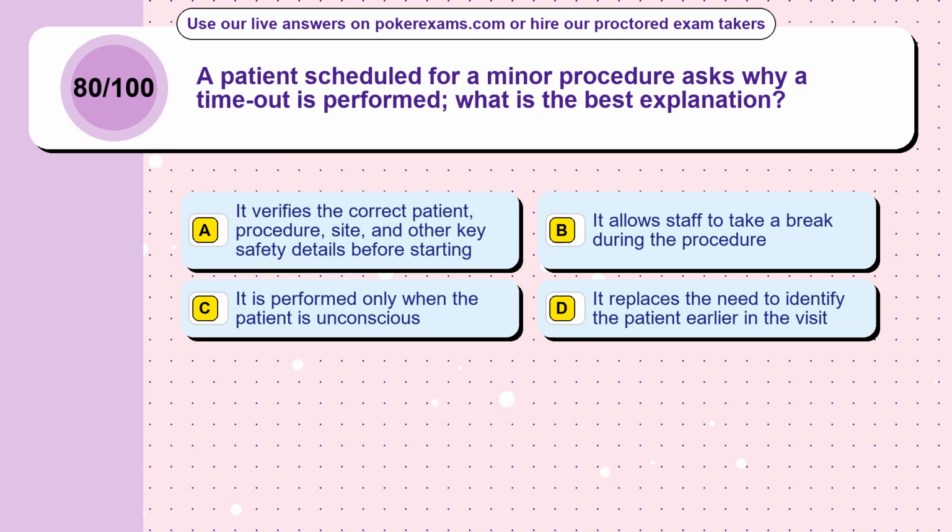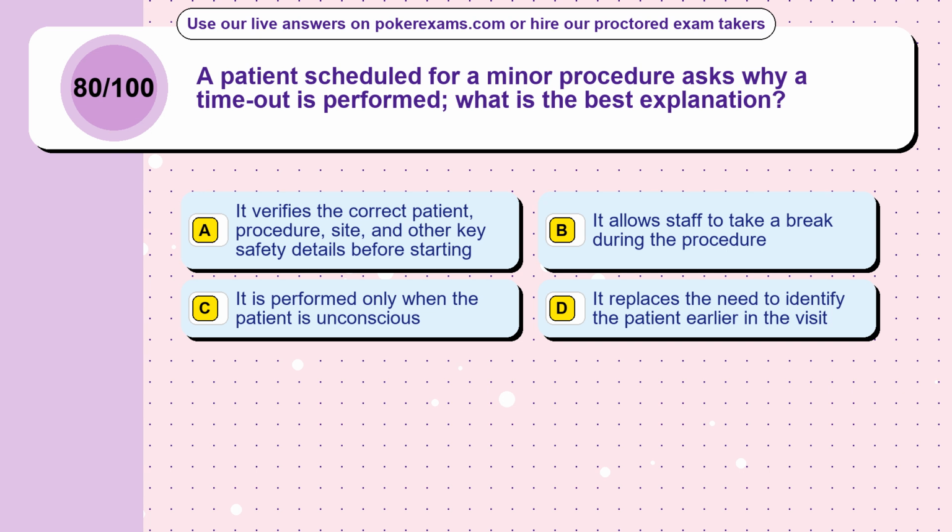Question 80. A patient scheduled for a minor procedure asks why a timeout is performed. What is the best explanation? Option A. It verifies the correct patient, procedure, site, and other key safety details before starting. Option B.